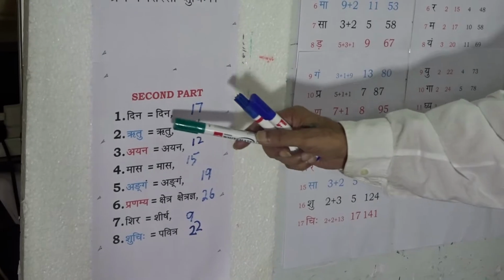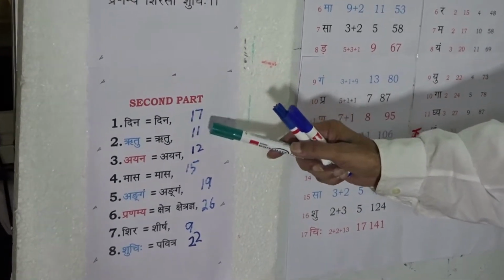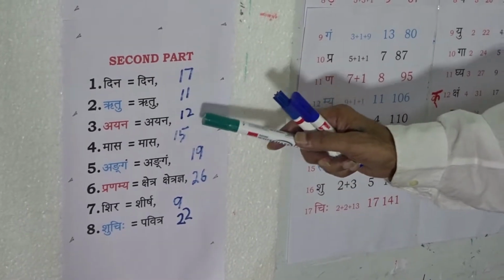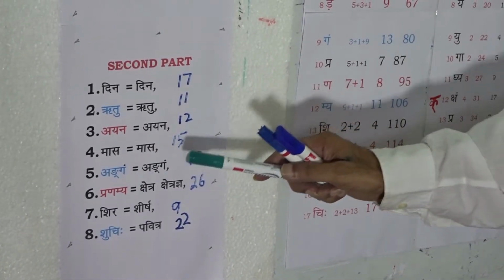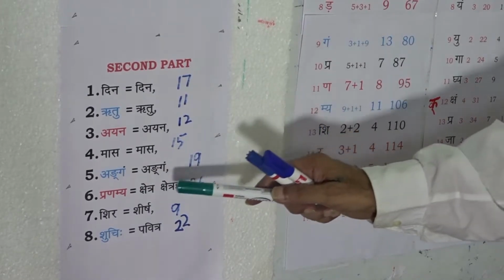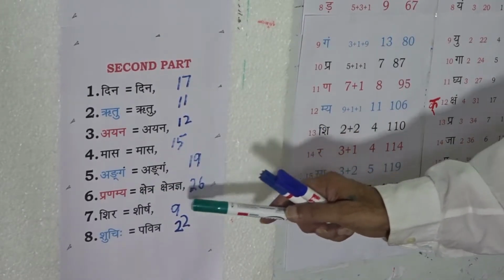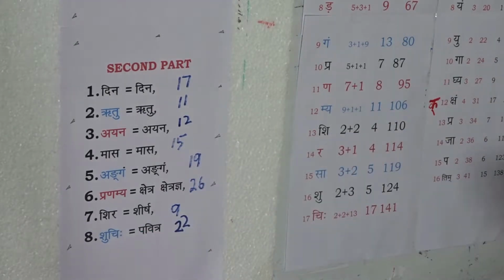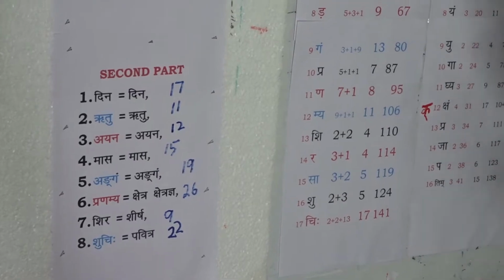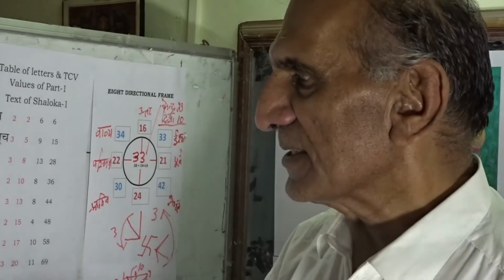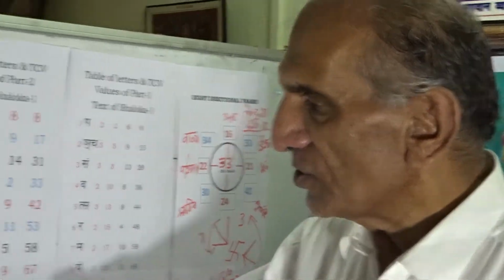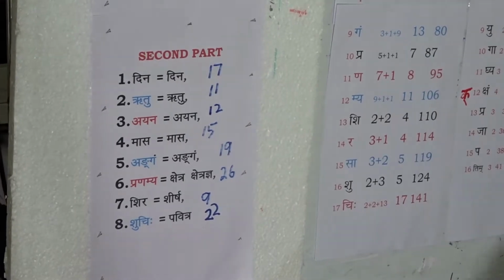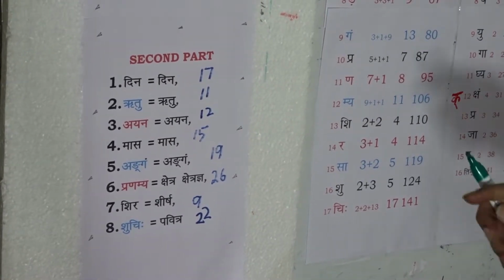These formulations are Din of TC value 17, Ritu of TC value 11, Ayan of TC value 12, Mass of TC value 15, Angam of TC value 19, Pranamaya of TC value 26, Sir of TC value 9, and Suchi of TC value 22. Let us open a new page and let us try to reach the geometric formats parallel to these transcendental code values of these 8 formulations.